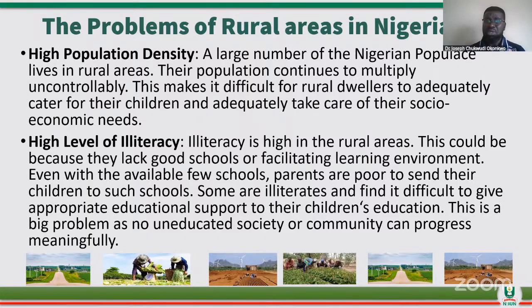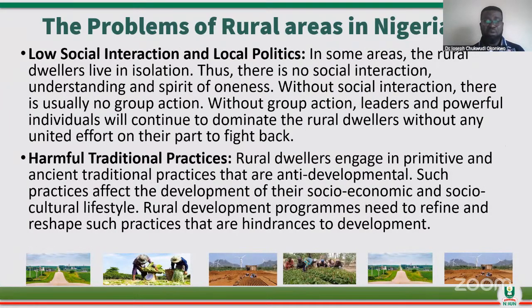Even with the available few schools, parents are too poor to send their children to such schools. Some are illiterate and find it difficult to give appropriate educational support to their children's education. This is a big problem, as no uneducated society or community can progress meaningfully without education, right? Once you're uneducated, progress is really far from you.